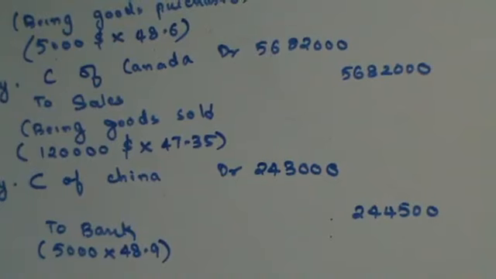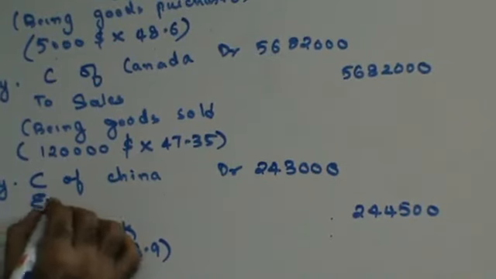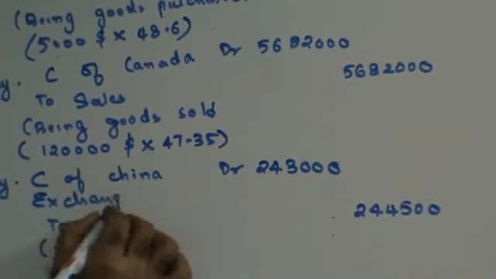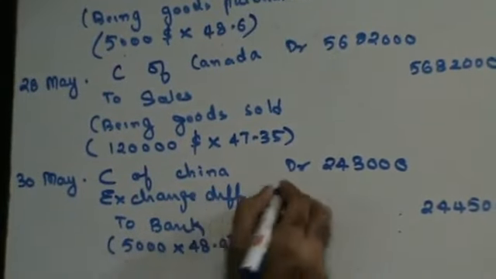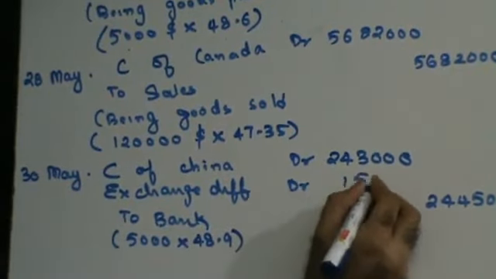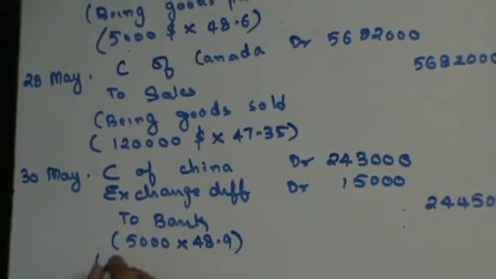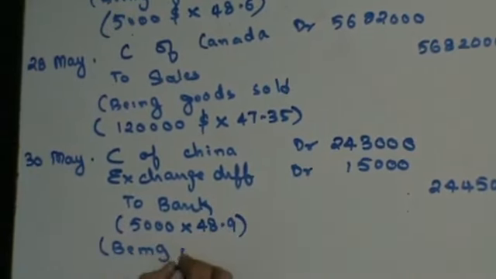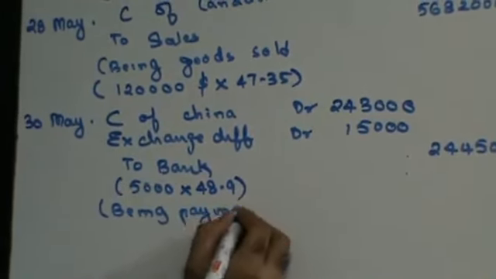Exchange difference goes on the smaller side. Here the smaller side is the debit side. So this is going to be exchange difference account debit. Someone please give me the difference. 1,500. Being payment made.